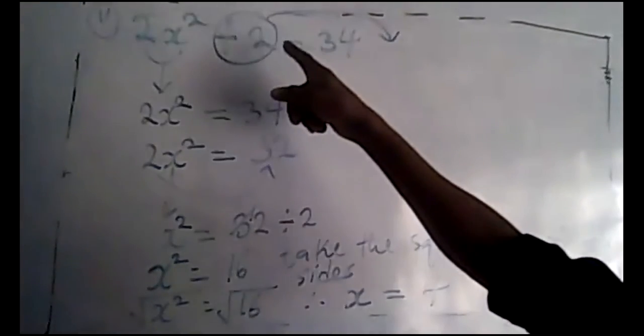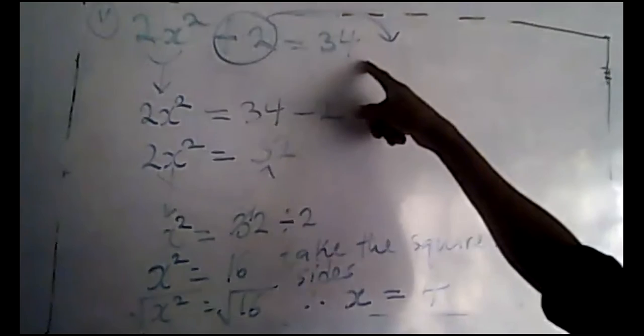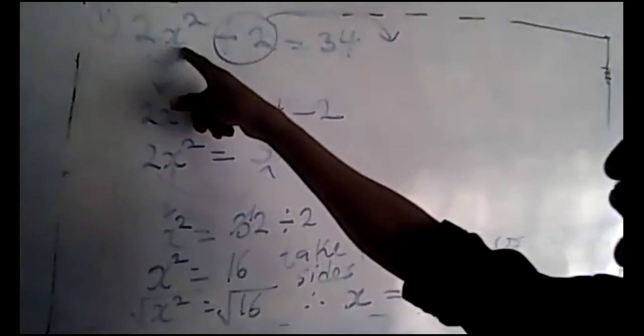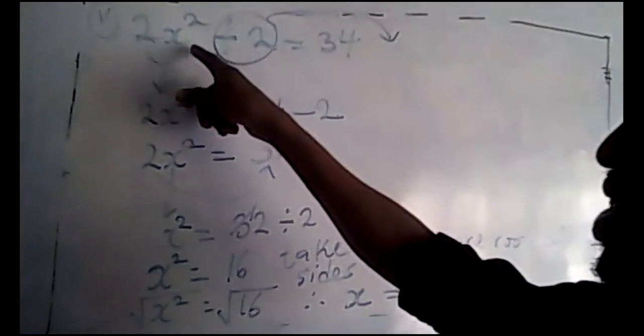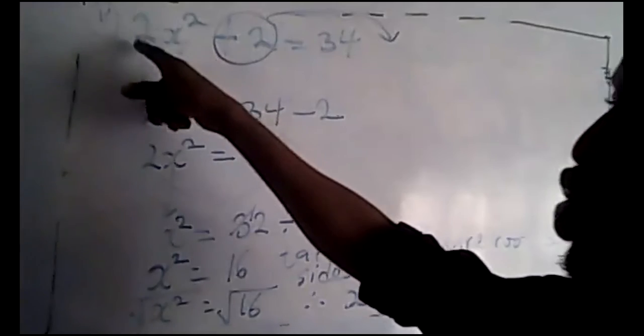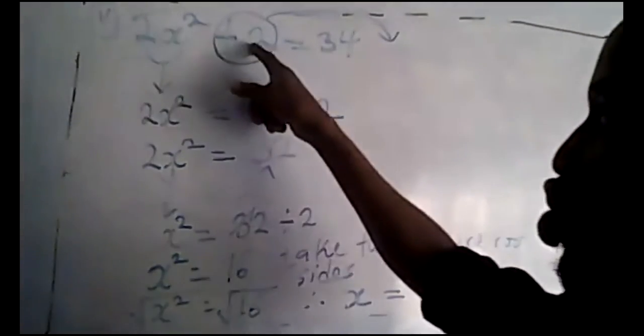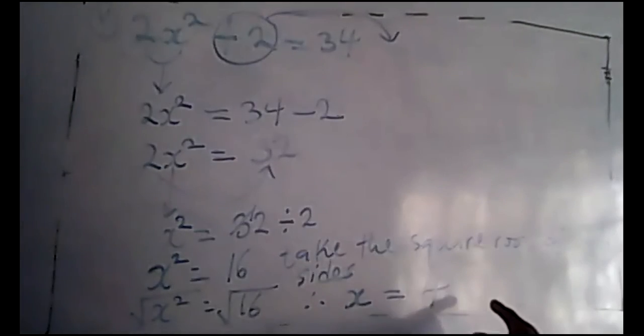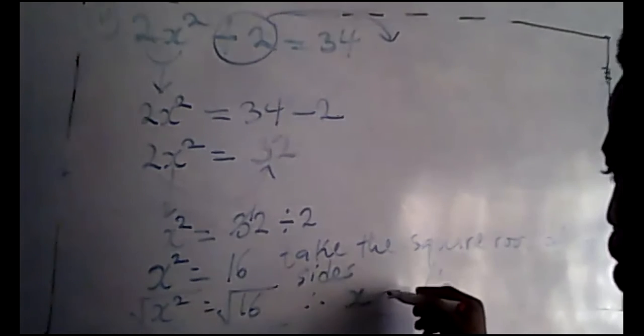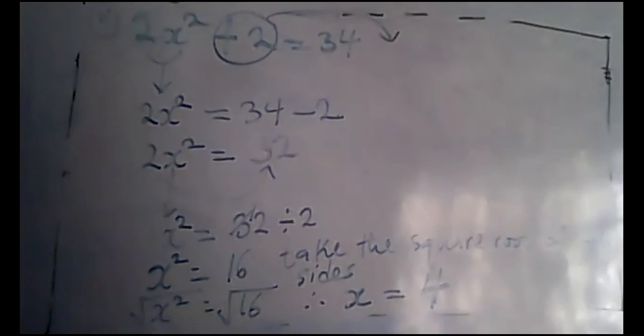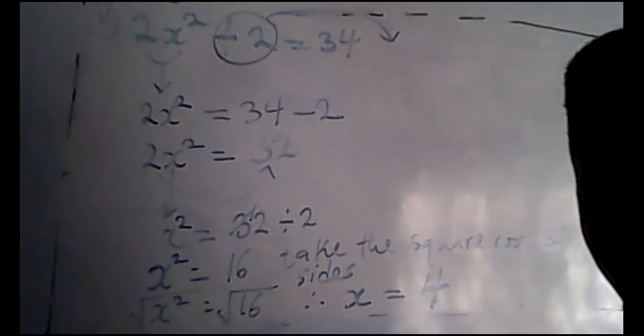Now, what that means is that one number will I square and multiply with 2 and add to 2 to give 34. So if I put 4 here, 4 squared is 16. 16 times 2 is 32. 32 plus 2 is 34. That is why our answer is now what? 4. X equals 4. I hope that is clear.